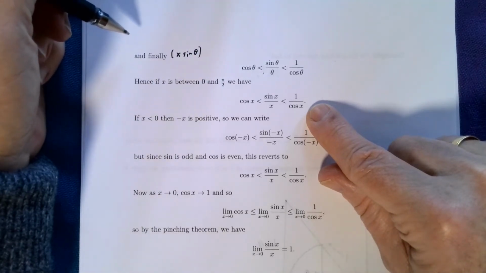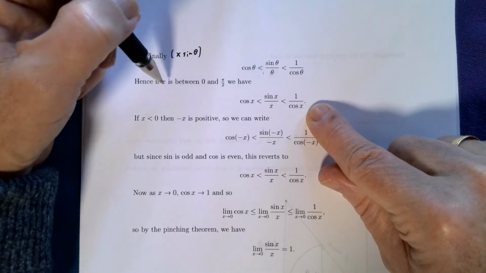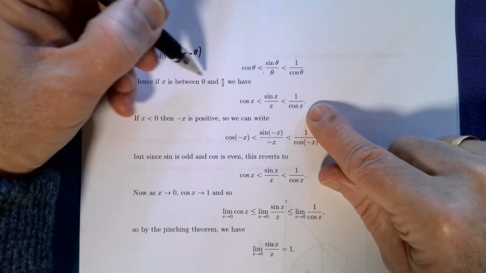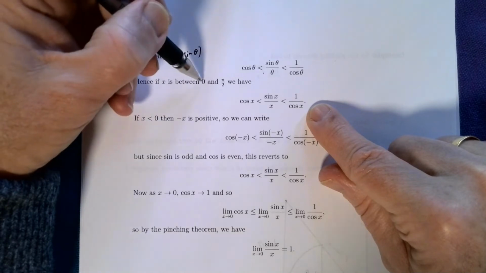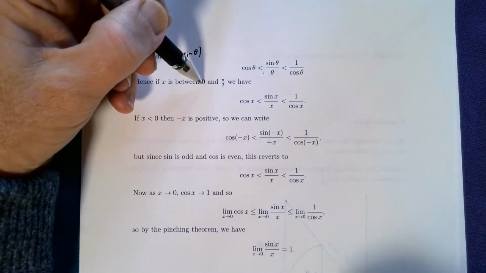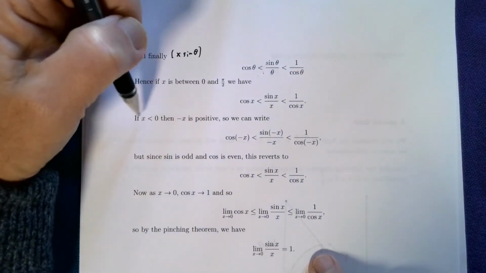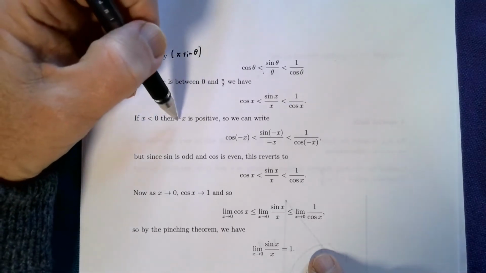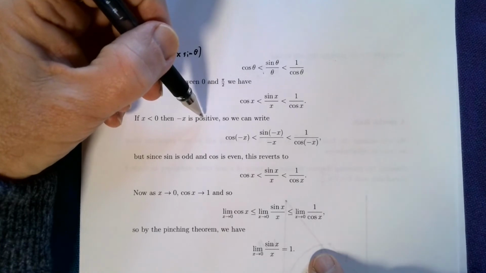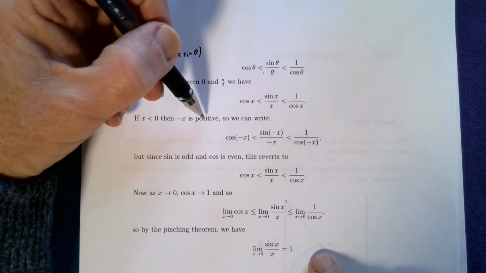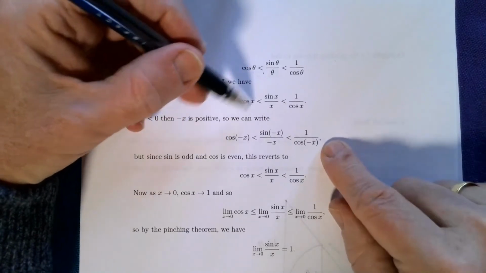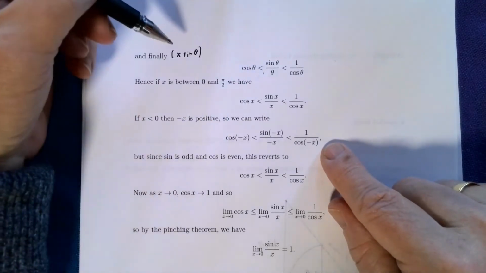Now we want to take limits, and I've got to worry about what happens. This only works if x is bigger than 0. But I want to take a limit as x goes to 0, so I've got to worry about what's happening on the other side. So if x is negative, then minus x will be a positive number. And that means I can apply the inequality here. I just replace the x with minus x.